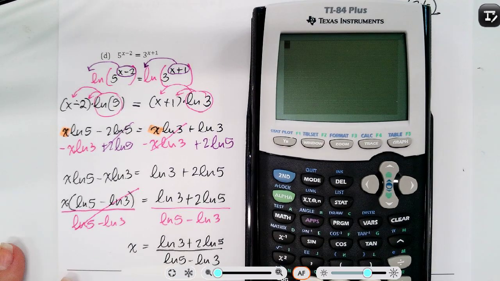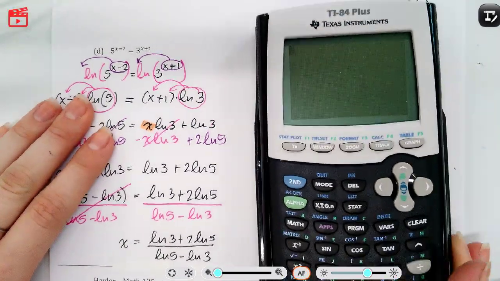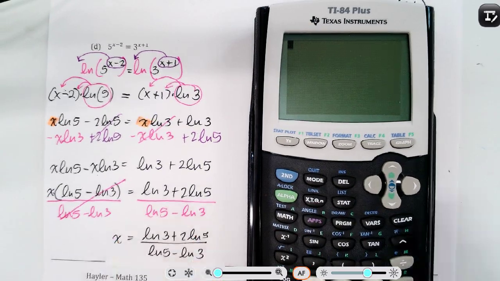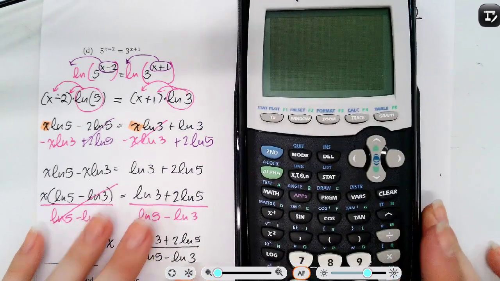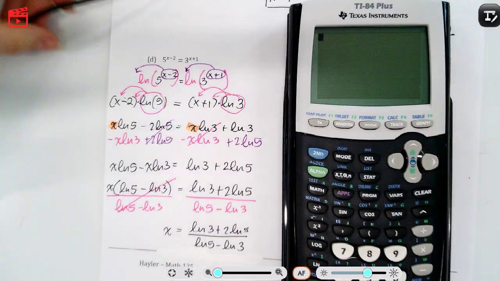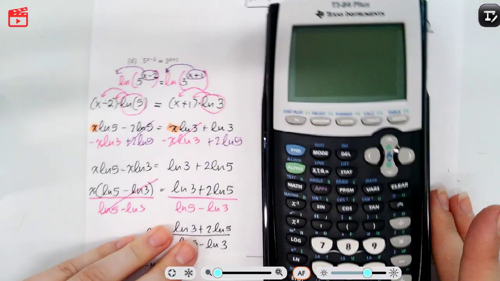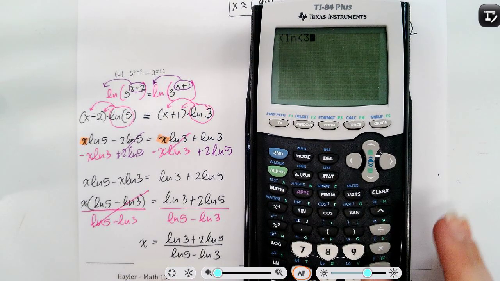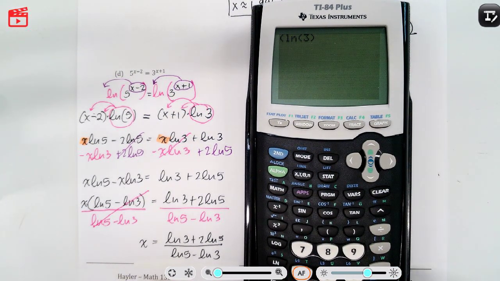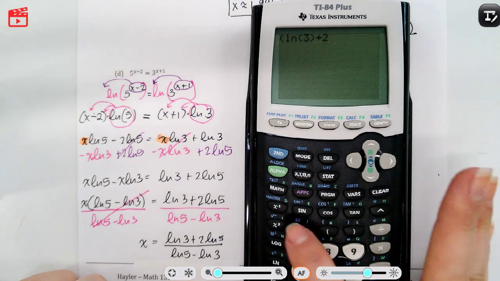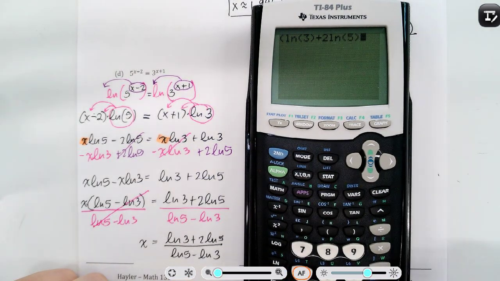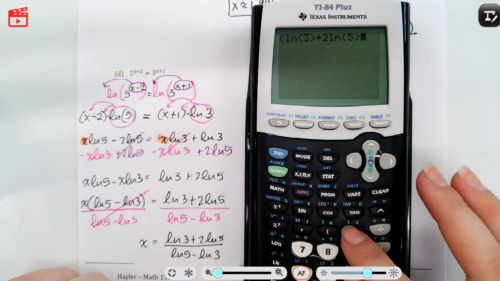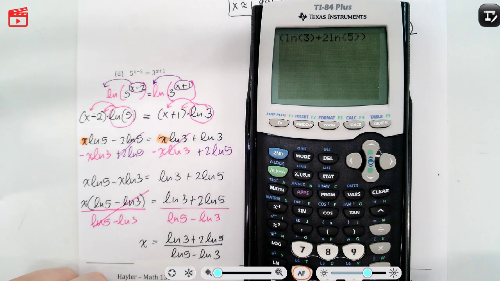Okay, so because we've got a bunch of binomials going on, I am going to be using a good amount of parentheses. So I want my top term, the term in the numerator, in its own set of parentheses. Let me pull the camera out again. All right, so in its own set of parentheses, let's do open parenthesis, natural log of 3, close that parenthesis, plus 2 natural log of 5, close that parenthesis. Then I'm going to close my numerator in the parenthesis.